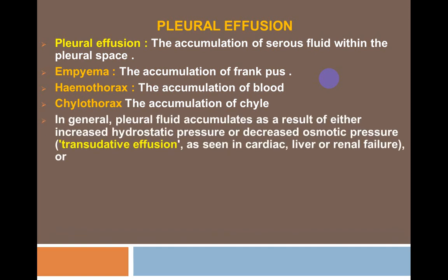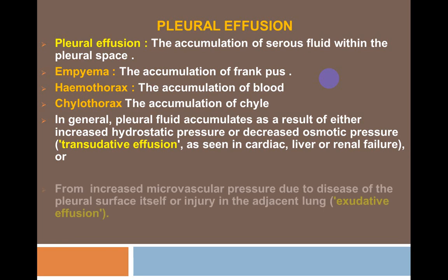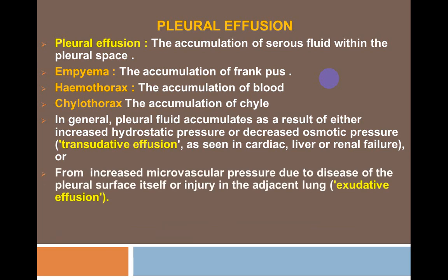So what is the mechanism of accumulation of the pleural fluid? Pleural fluids accumulate as a result of either increased hydrostatic pressure or decreased osmotic pressure, and this is called transudative effusion. And we will discuss what is meant by transudative, or how to diagnose the transudative and exudative pleural effusion. This transudative effusion is seen in cardiac, liver, or renal failure. Increased microvascular pressure, disease of the pleura itself, or injury in the adjacent lung is called exudative effusion.